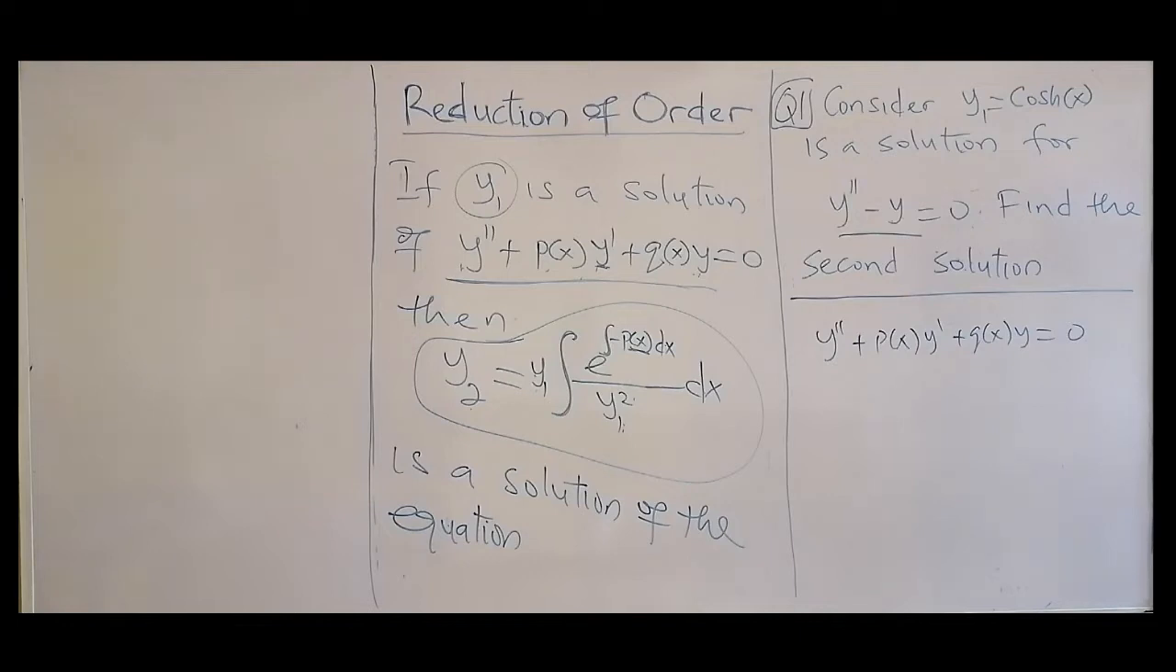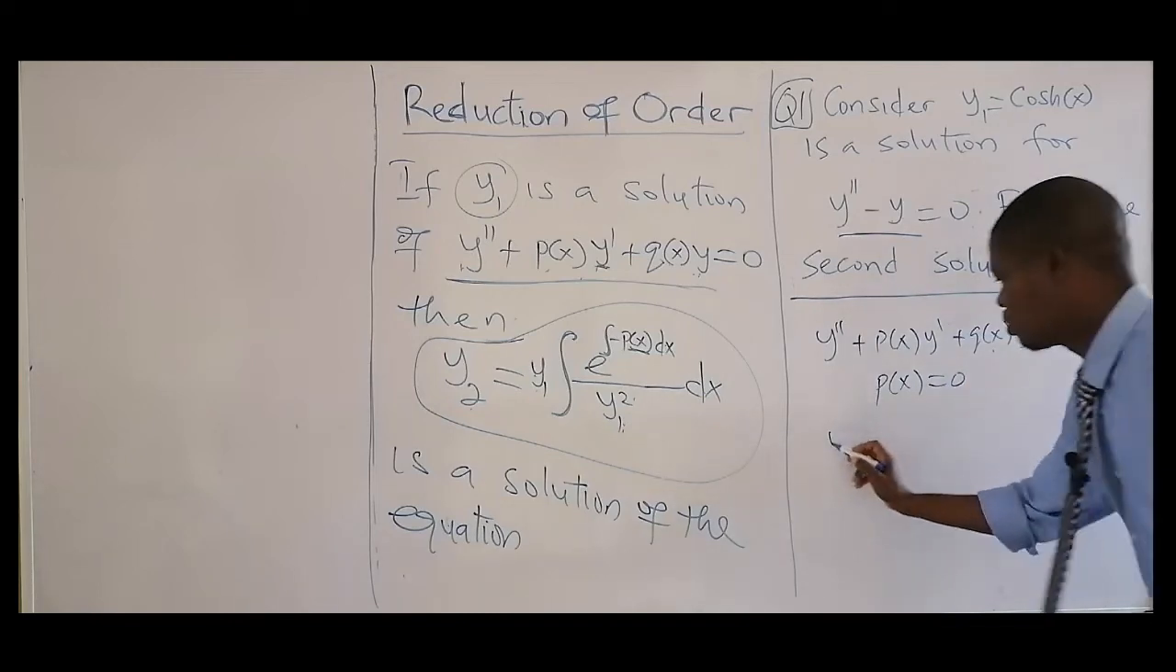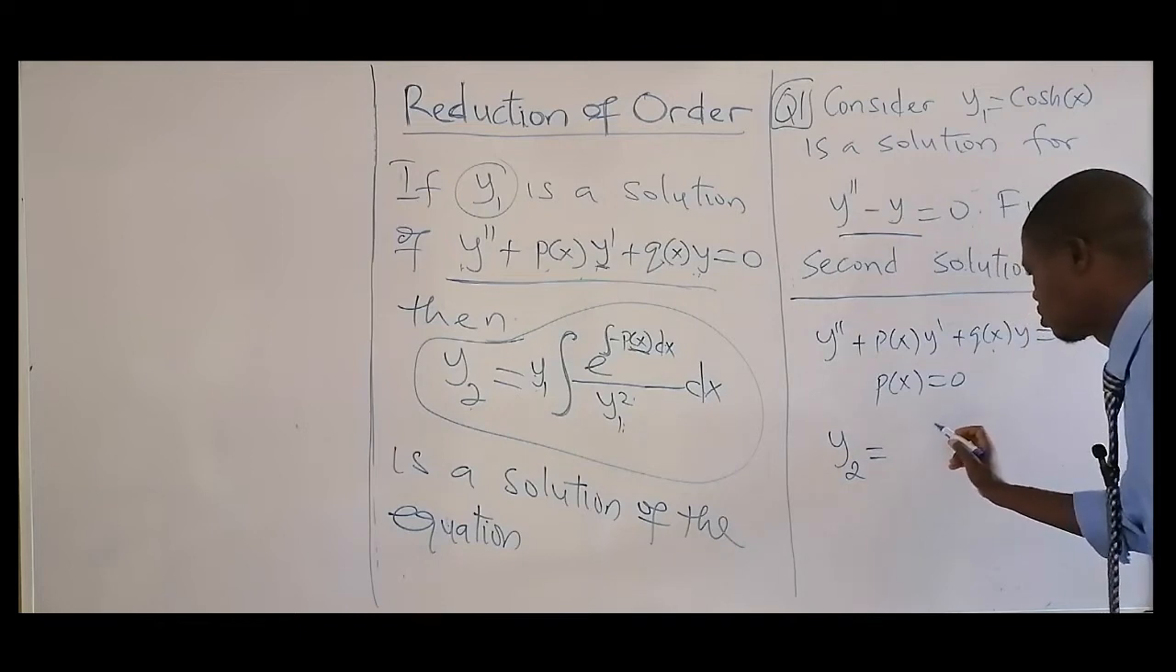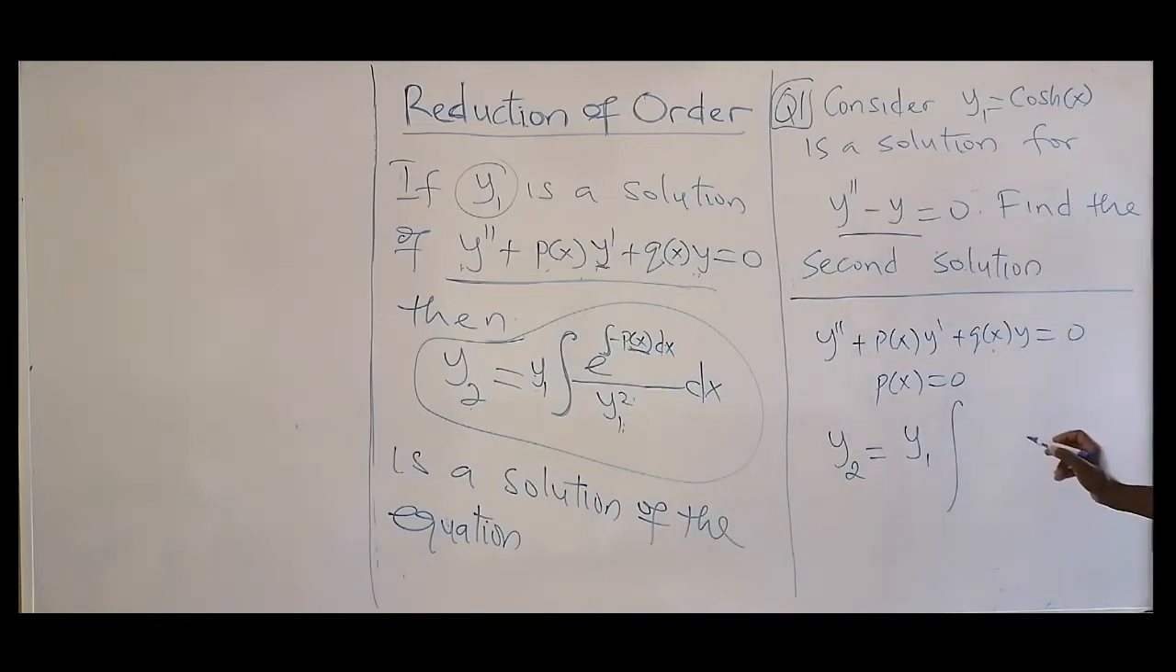If you look at this question, we have q of x, which is minus 1. We correspond to that. Then p of x is not given, so p of x is 0 in this case. Then y2 will be equal to, writing the formula, y1 times the integral of e to the minus integral of p of x dx, all over y1 squared, dx. The minus could go outside if you want. Here p of x is 0, and y1 is cosh x.